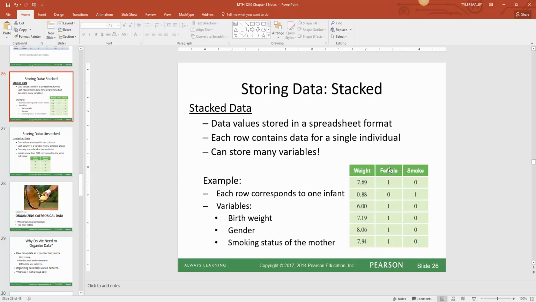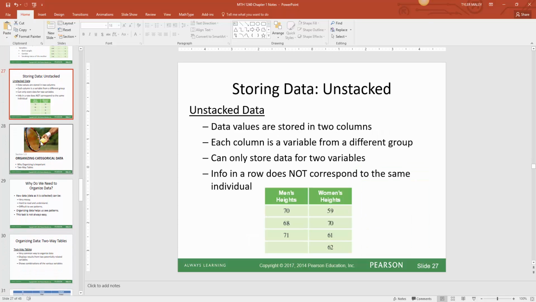And then with the column female, typically we use 1 to mean yes. So in other words, this first baby got a 1 for female, so that means they are female, and 0 typically means no, or that they're not in that category. And the smoke is the smoking status of the mother. So the very first child had a weight of 7.69, guessing pounds, was a 1, so was a female, but their mother did not smoke. So that's how you'd interpret that first row.